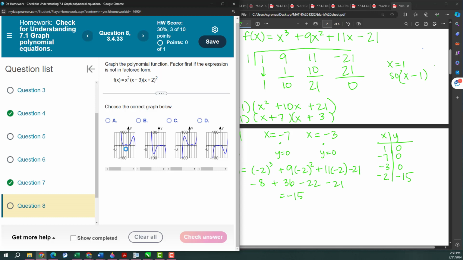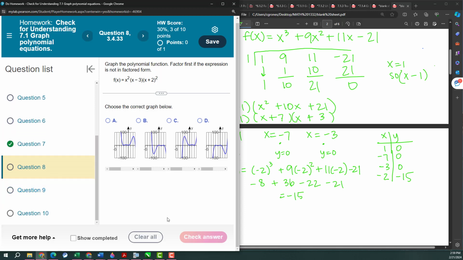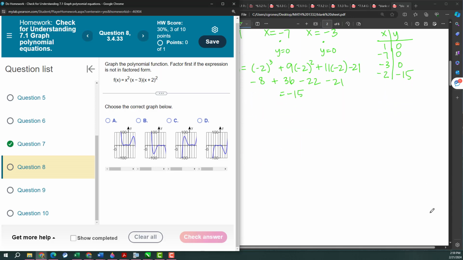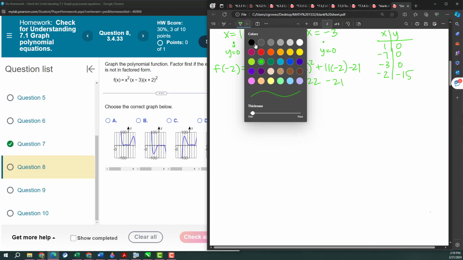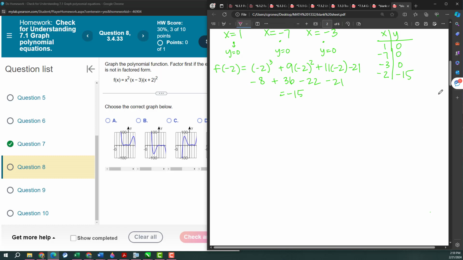Then I'm going to do number 8 as well. So graph the polynomial function, factor first if the expression is not in factored form. It's multiple choice. Number 8: I've got f of x equals x squared times x minus 3 times x plus 2 squared.